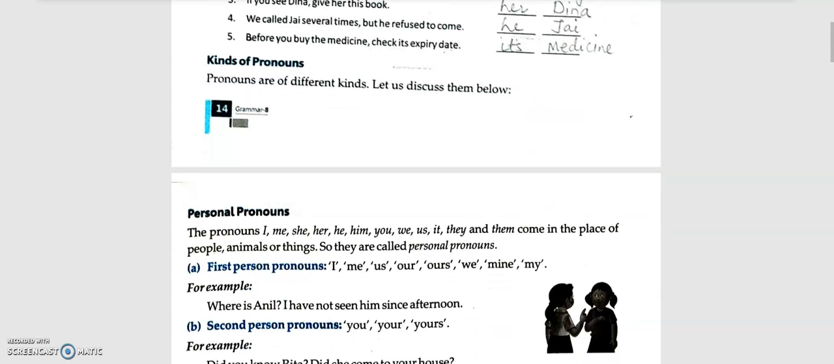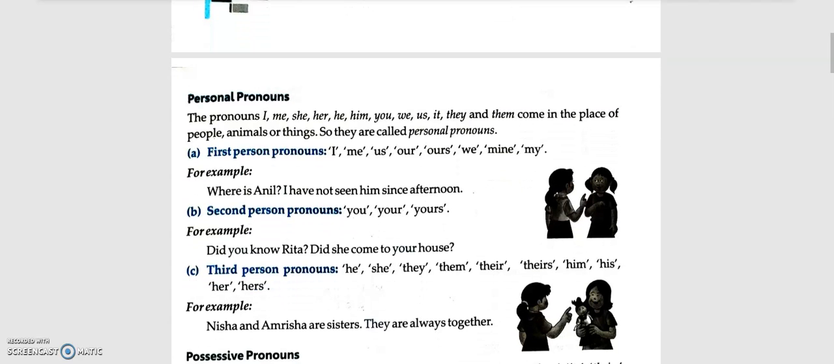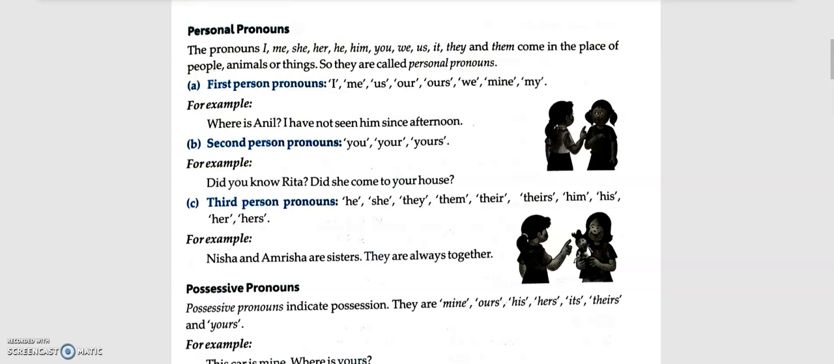Now let's look at the kinds of pronouns. Pronouns are of different kinds. Let us discuss them below. The first one is personal pronoun. Now personal, that means when we are talking about something of our own, ourself.